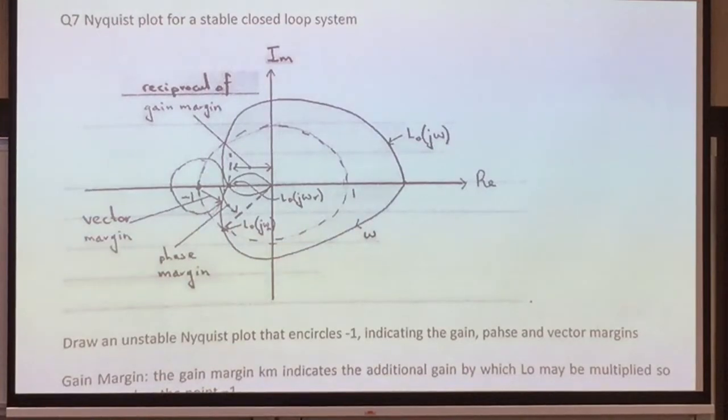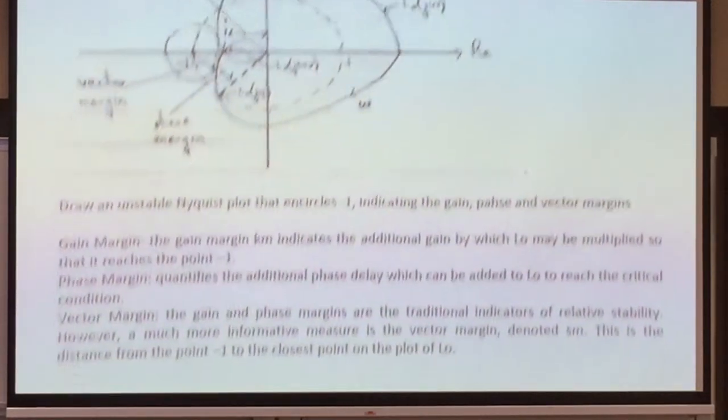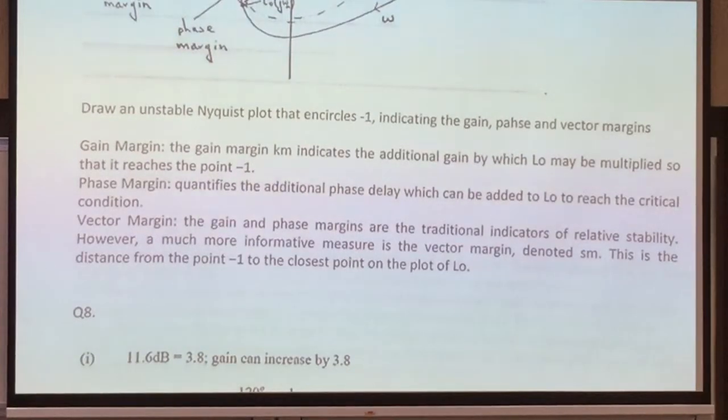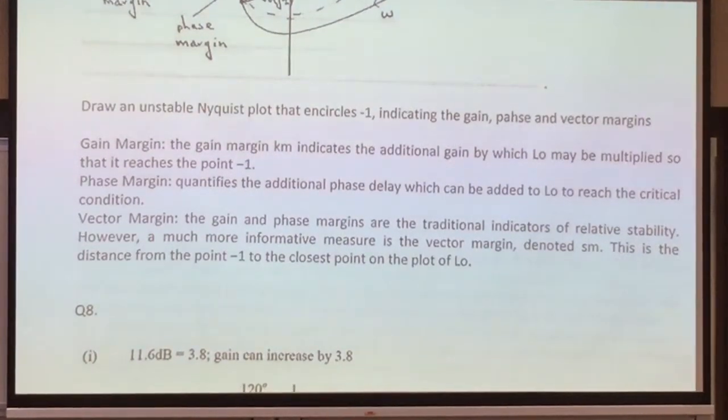Question 8. This is also tested before. On a Nyquist plot for a closed loop system, you are given a phase margin of 120 degrees at a frequency of 3 Hz, and a gain margin of 11.6 dB. Can you tell me how much can the plant gain increase before the closed loop system becomes unstable? And what additional delay can be added before instability starts?